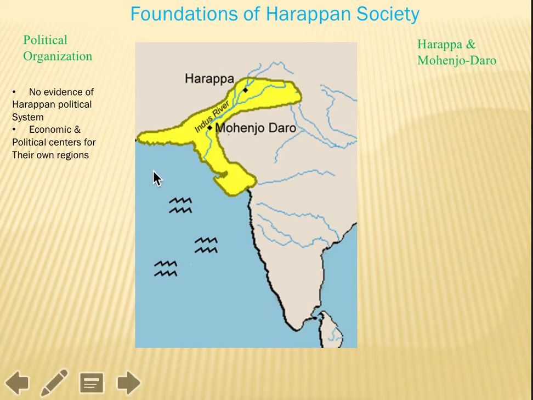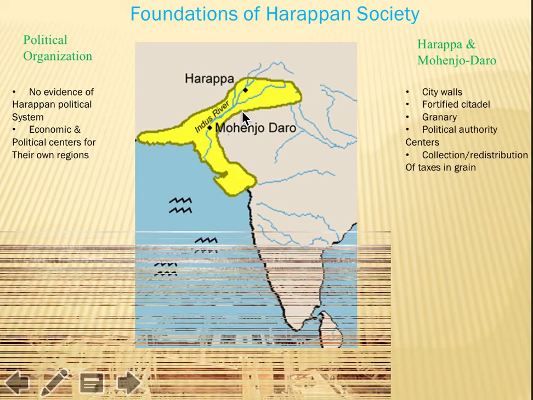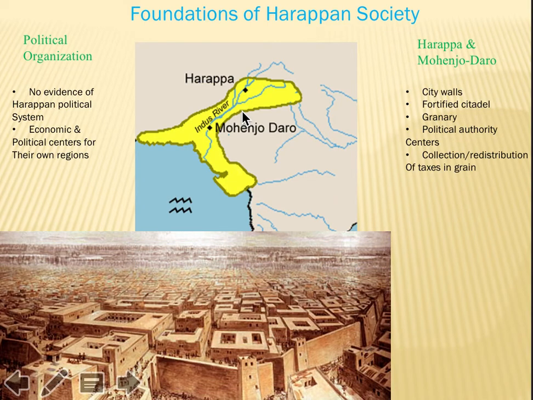So again, here's the map of the areas we're looking at, and the areas we're focusing on. What they did find in these areas was that there were city walls. So we know that it was fortified, meaning that it was protected. There was a fortified citadel, the main area that was going to be protected and protecting all the other lands.